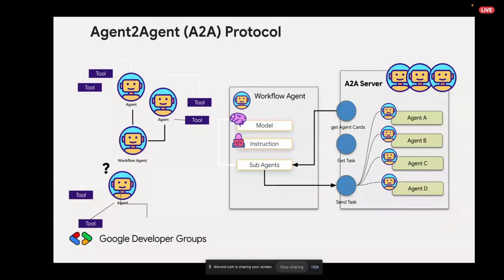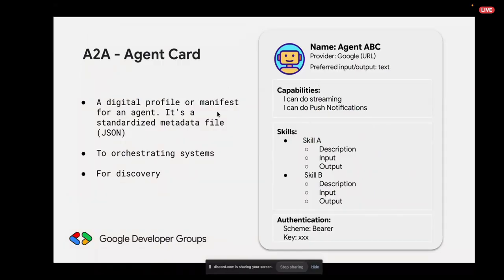So the next one we have is the agent-to-agent protocol, which is a way an agent can interact with another agent. And the agent-to-agent protocol is powered by what we call an agent card. So this is an example of an agent card. An agent card is a digital manifest of an agent that enables us to know the capabilities of the agent, the skills of the agent, and also how you can authenticate to that particular agent.